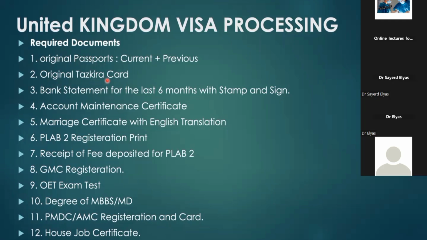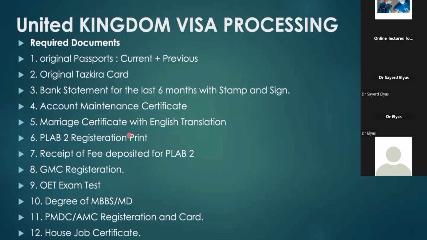You have to upload your original Tazkira card as well. You have to show a bank statement for at least 6 months. Okay, you have to officially take out your bank statement from the bank. It has to have the record of previous 6 months. All the transactions in and out should be mentioned in your bank statement. Okay, an account maintenance certificate is also provided by your bank as well.